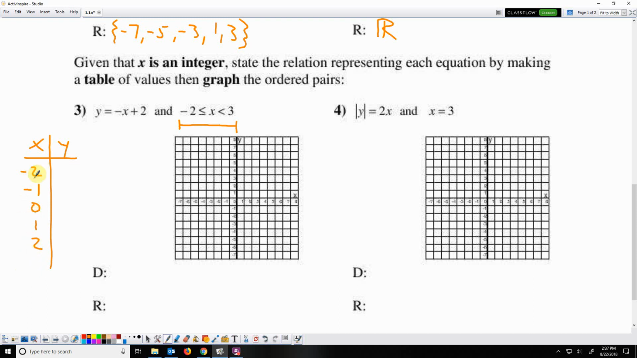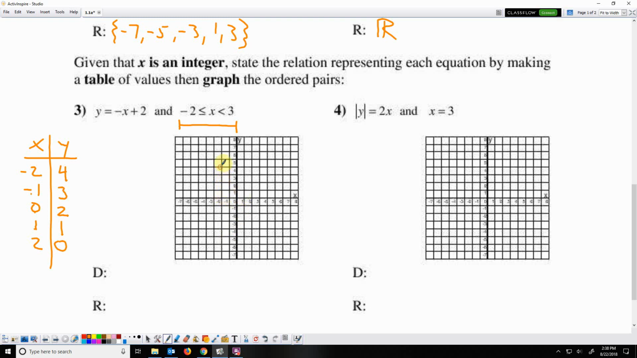Then I need to plug all these x values in. So those are my inputs. I'm plugging them in and finding an output, a y value. So I'm going to plug in that -2. Opposite of -2 is 2, plus 2 is 4. -1. Opposite of -1 is 1, plus 2 is 3. Opposite of 0 plus 2 is 2. Opposite of 1 plus 2 is 1. And the opposite of 2 plus 2 is 0. So those are all the coordinates that I need to plot.